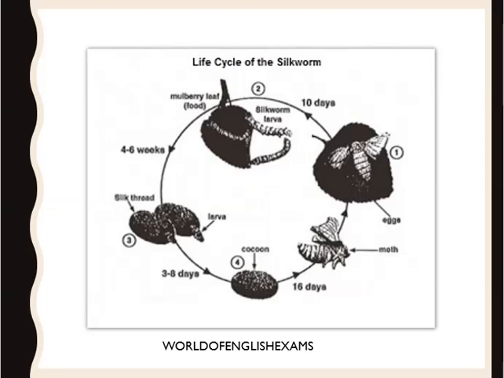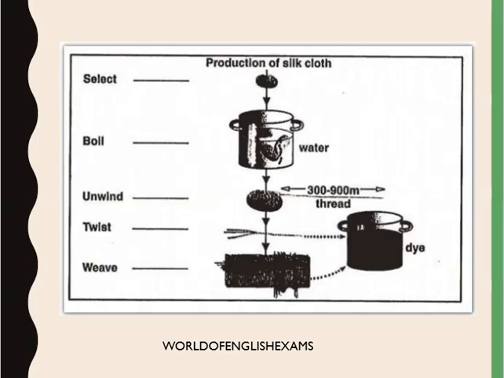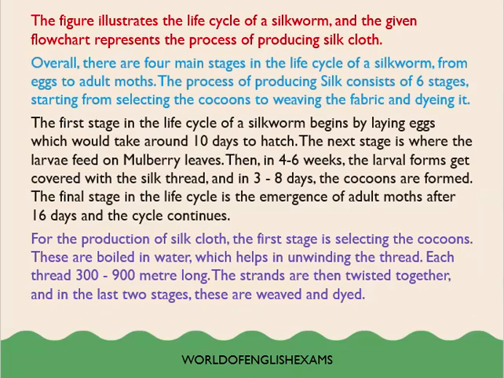Fine. So isn't that easy to write the body paragraph? So if at all you understand it properly, then it is very much easy to write it. Now in the similar way, let's also learn how to write the second body paragraph, that is producing the silk cloth. Okay, then for the production of silk cloth, the first stage is selecting the cocoons.